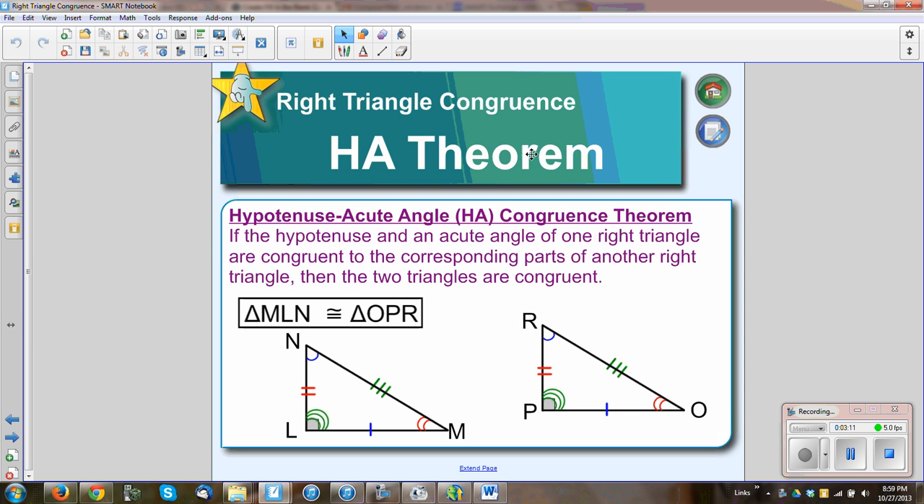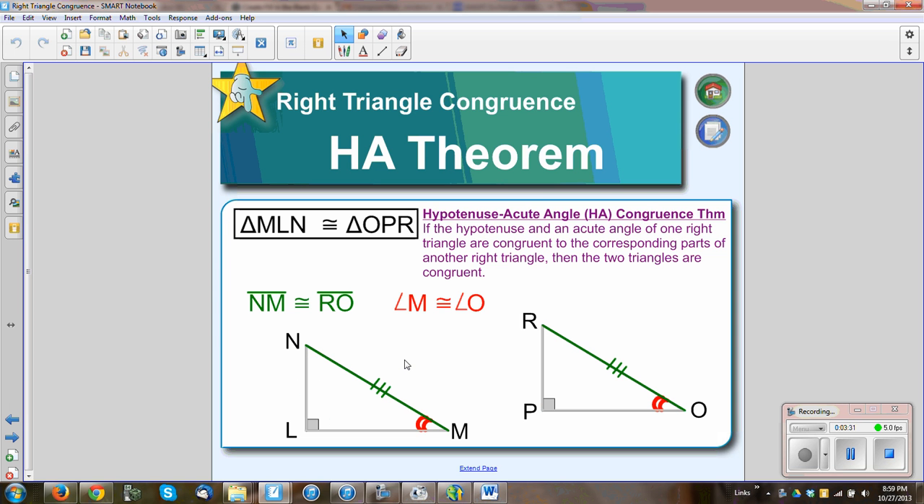This is the HA, or hypotenuse-angle theorem. And this one is if you have two triangles, they're both right triangles, and you have the hypotenuse and an angle that are congruent, and so they're directly corresponding, then the triangles are congruent. And here's an example. So we have the hypotenuse with an angle. Hypotenuse with a corresponding angle to the triangle. Again, here's the angle with the hypotenuse.